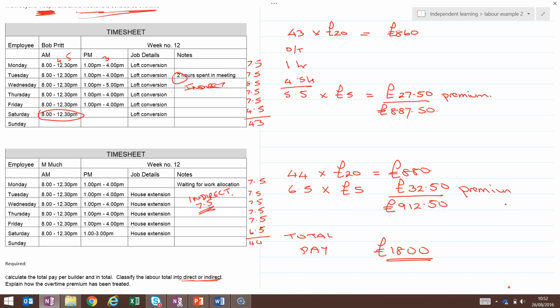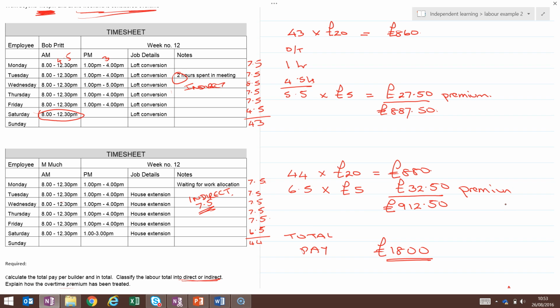So just to emphasise again, I know I've said it several times already, first step, work out the total hours, and for every one of those hours, pay the rate of pay. Then look at how many of the total hours were actually overtime, and for those hours, pay the extra, so pay the premium. Add it together and you have total pay per employee. By doing it that way, it's easy to identify how much the premium is. Then you can identify whether it's direct or indirect, depending on whether it was at the customer request.